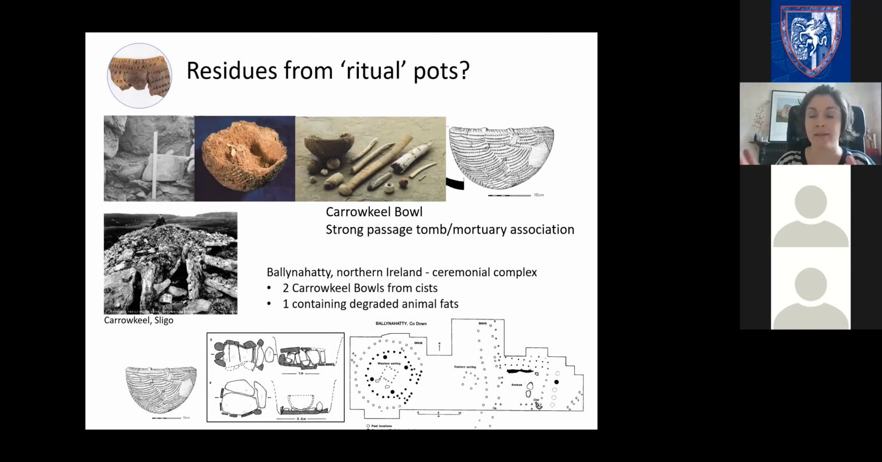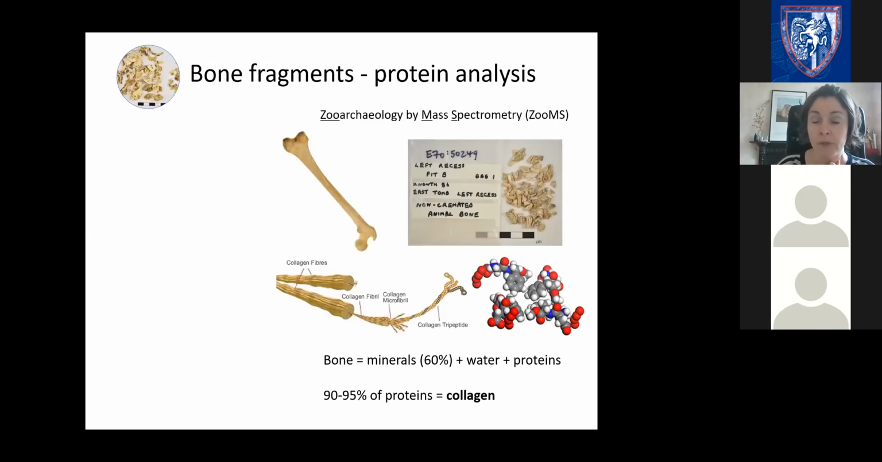They're not necessarily just for containing things, or putting cremated bone into a deposit. They can frequently have been used prior to their deposition, which is a nice discovery.